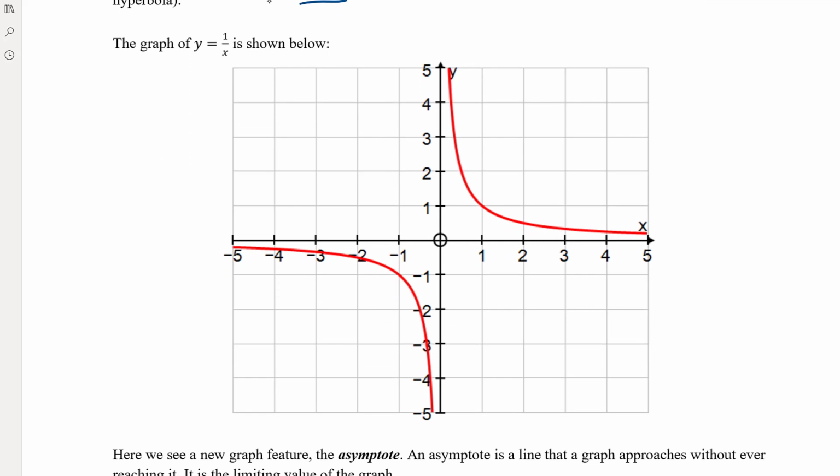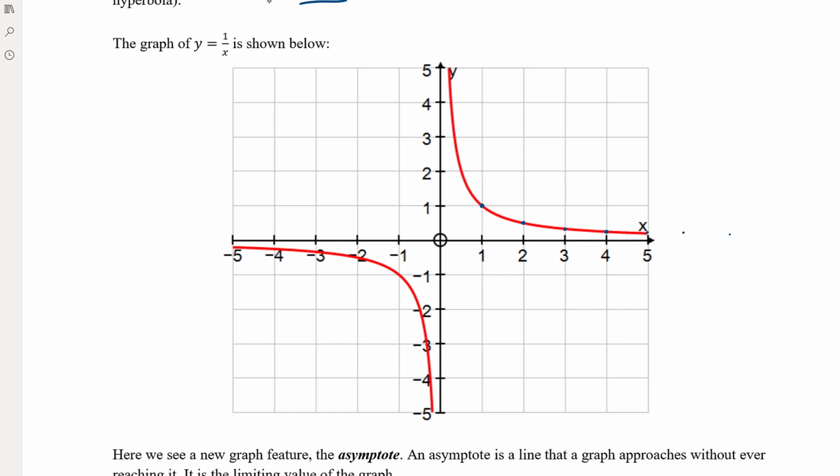Okay, and we could plot this graph just by looking at points. For example, when x is equal to 1, y is equal to 1 over 1, so that is 1. So we go through the point 1, 1. When x is equal to 2, y is equal to 1 over 2, 1 half. When x is equal to 3, y equals 1 over 3, 1 third. When x is equal to 4, y is equal to 1 over 4, 1 quarter, 1 fifth, 1 sixth, 1 seventh, etc.